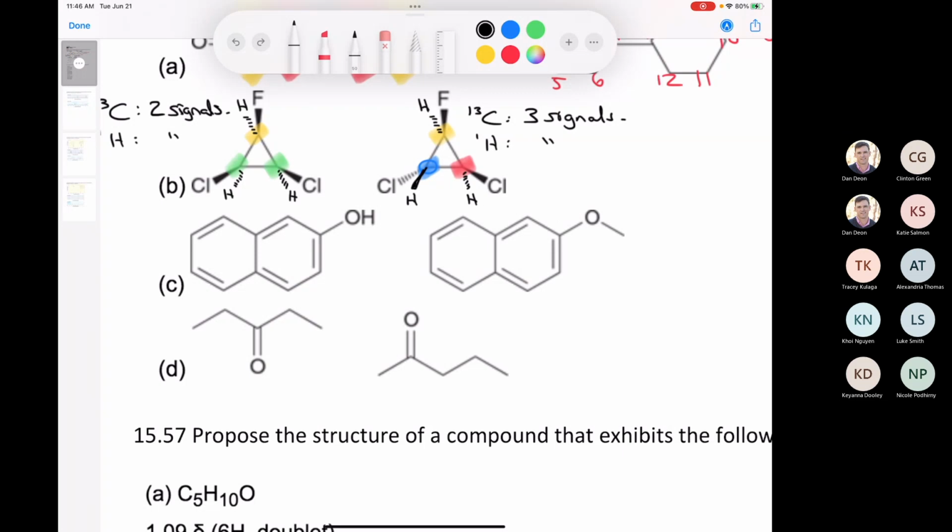Anybody have an idea for C? How you would distinguish between these two molecules?